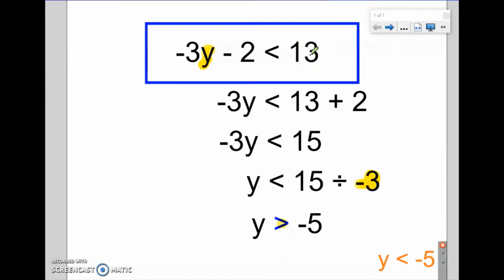Mathematically, that's incorrect. So if you don't flip the inequality sign, what you find is the integers that you think satisfy the inequality, when you actually substitute them into the inequality, it will no longer make mathematical sense. So please remember, when you're dividing an inequality, when you're dividing both sides by a negative number, the inequality sign must be reversed.